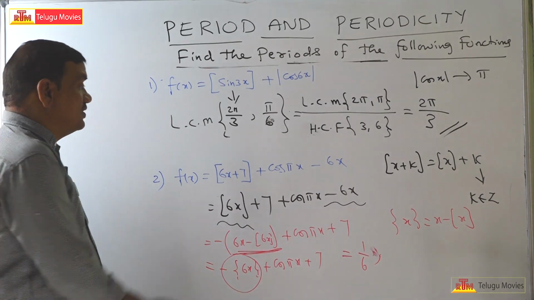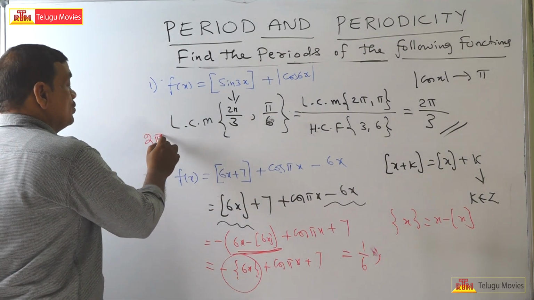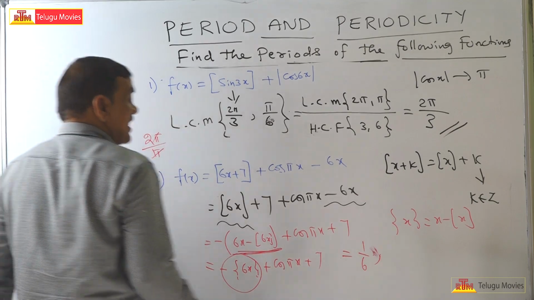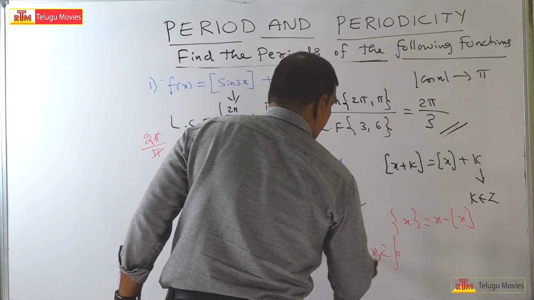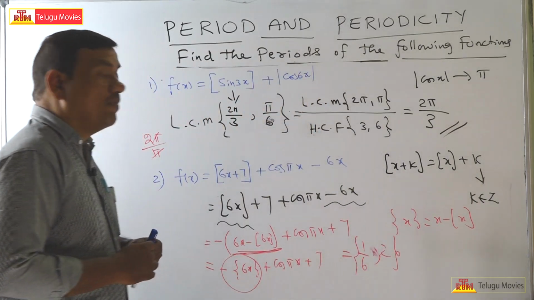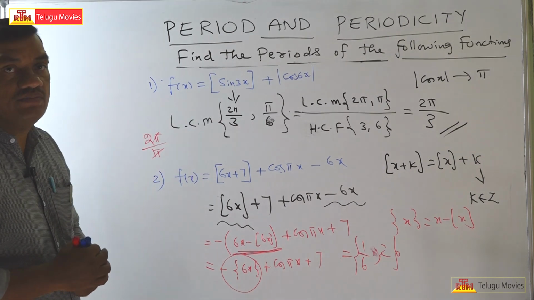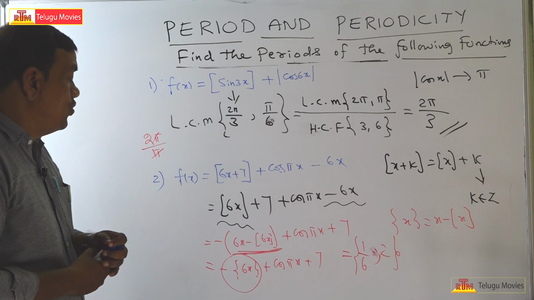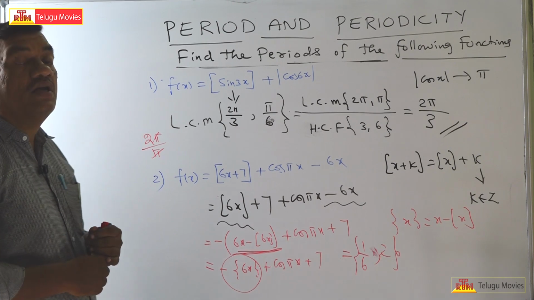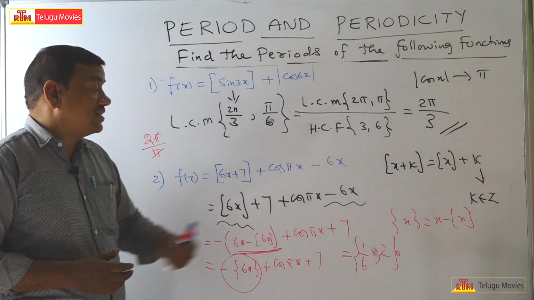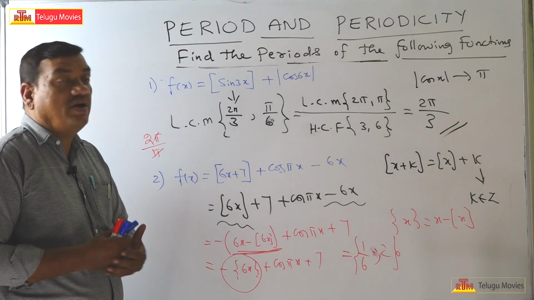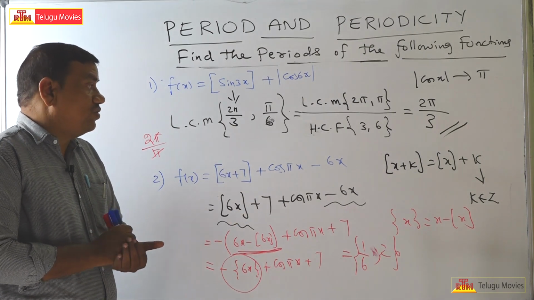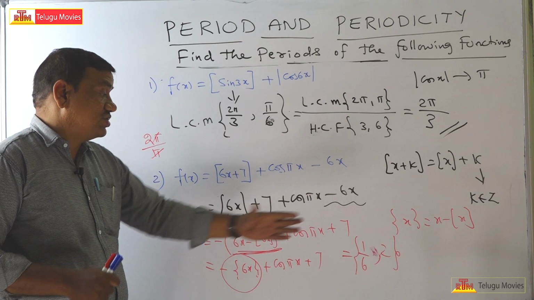The period of cos pi x, we already know for cos x it is 2 pi, so 2 pi by pi, pi and pi cancel, giving 2. So 1 by 6 comma 2. Find their LCM just as I explained: take the LCM of the numerators and the highest common factor of the denominators, and you will get the period.